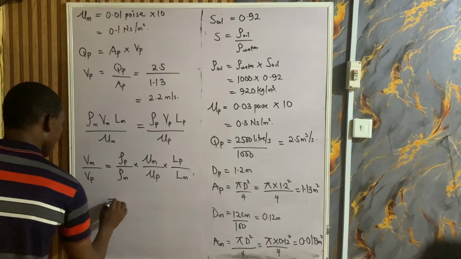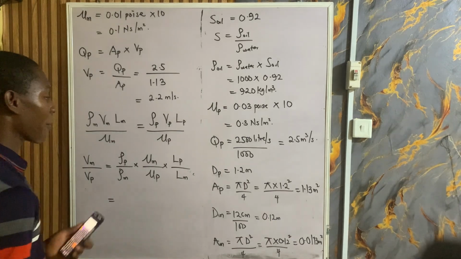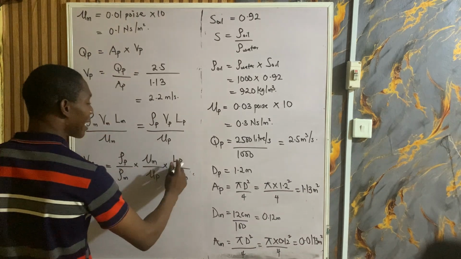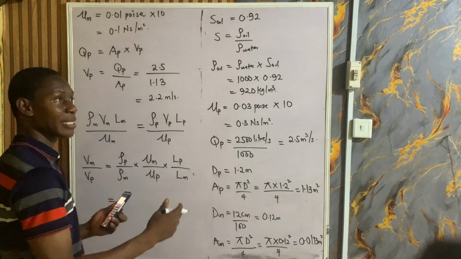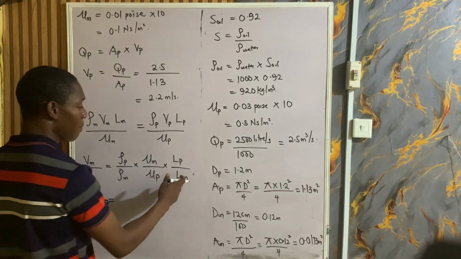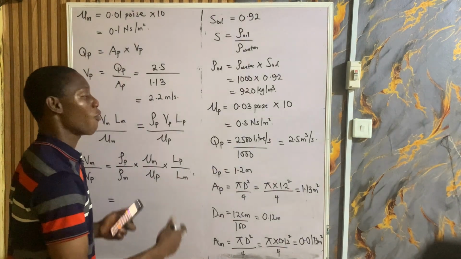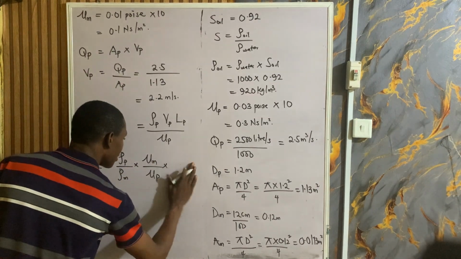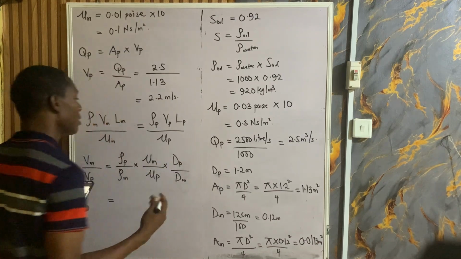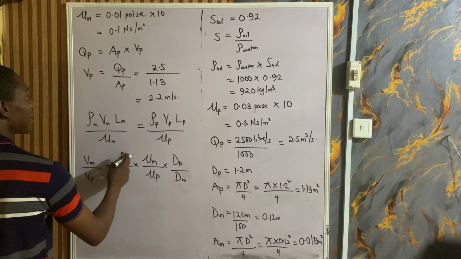So next is to put in our values. But remember, we don't have length here. What we have is diameter. We can also change this to diameter, since the scale ratio can mean length of prototype over length of model, or diameter of prototype over diameter of model. So I will quickly change this to diameter of prototype over diameter of model. So very, very simple. Now let's proceed.